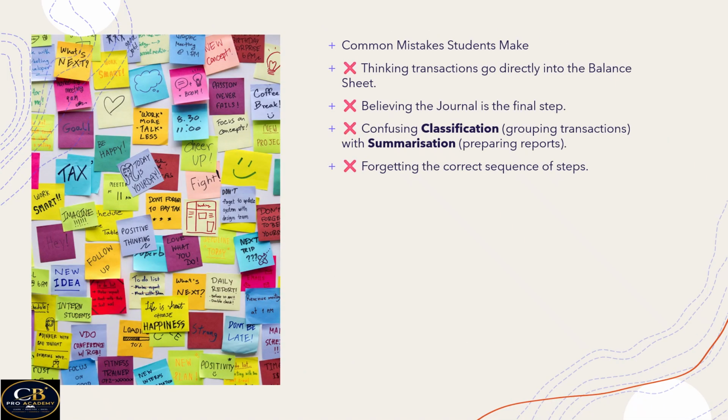Common mistakes students make. Thinking transactions go directly into the balance sheet. Believing the journal is the final step. Confusing classification, grouping transactions, with summarization, preparing reports. Forgetting the correct sequence of steps.